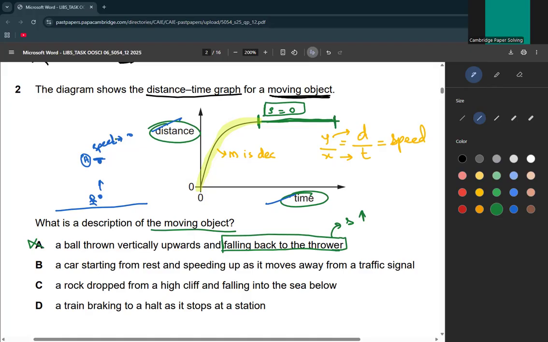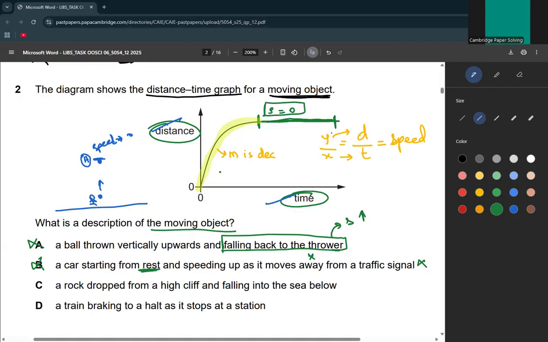Okay, a car starting from rest and speeding up as it moves away from a traffic signal. Car starts from rest, okay? Alright. Speeding up as it moves away from the signal. Does this yellow segment tell us that the speed is increasing? No. Does this green segment tell us any such thing, where the speed is zero? How is that possible? No, this is also incorrect.